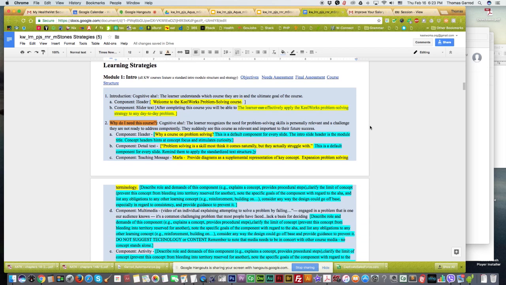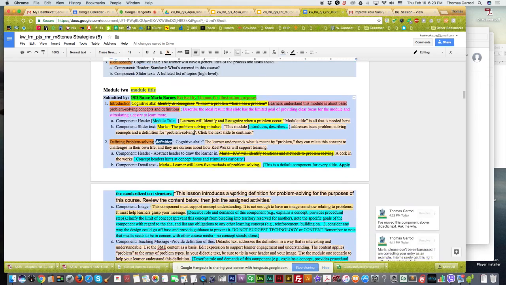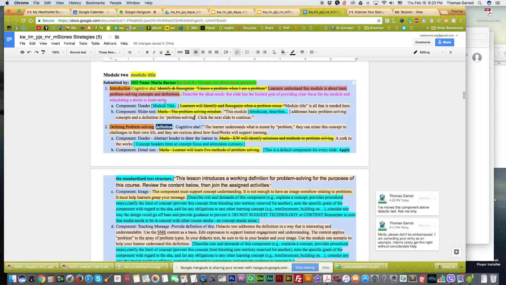How to use the Learning Strategies document. The blue highlighted text is guidance for you on what to do there. So I'm going to look at Module 2. I've edited it to show you what needs to be done.